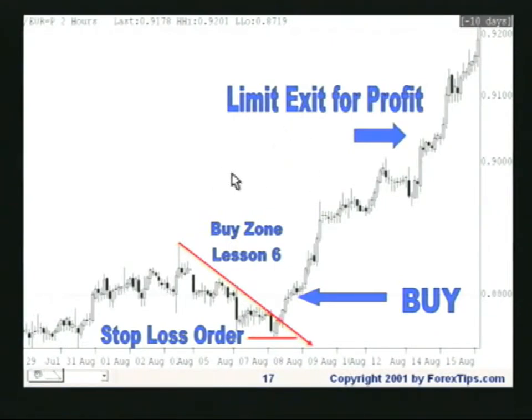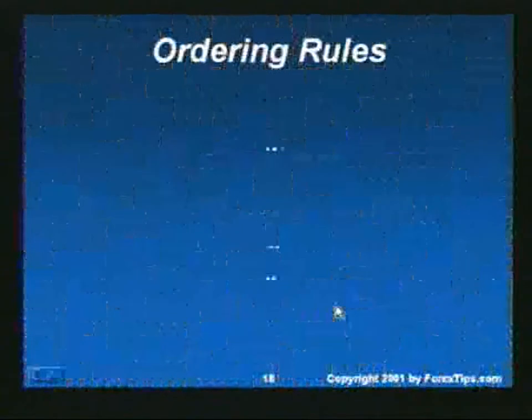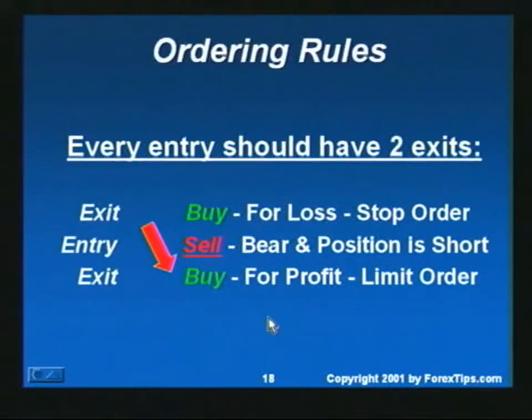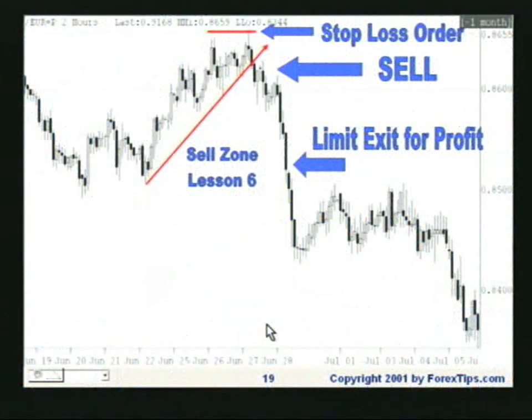Ordering rules, every entry should have 2 exits. Every time you sell as a bear, having a position that is short, you should have two buy orders. Every sell has two buys, one for loss and one for profit. Let's look at this chart. If you short the market here, you should have a stop order for loss and a limit order for profit.